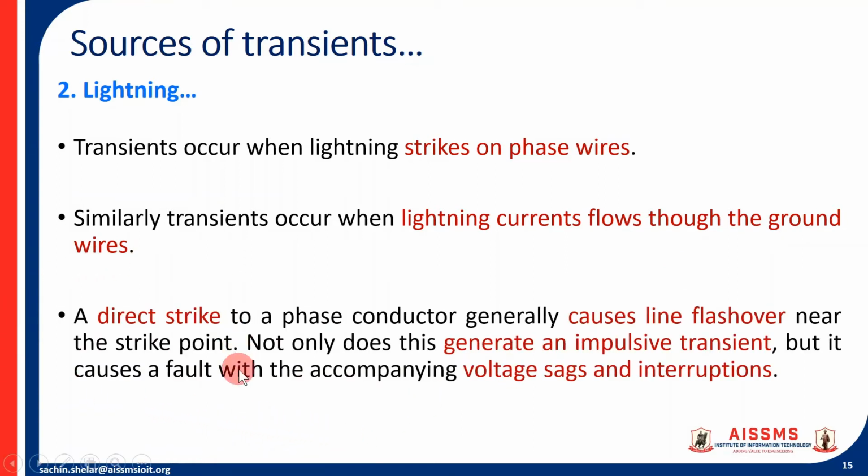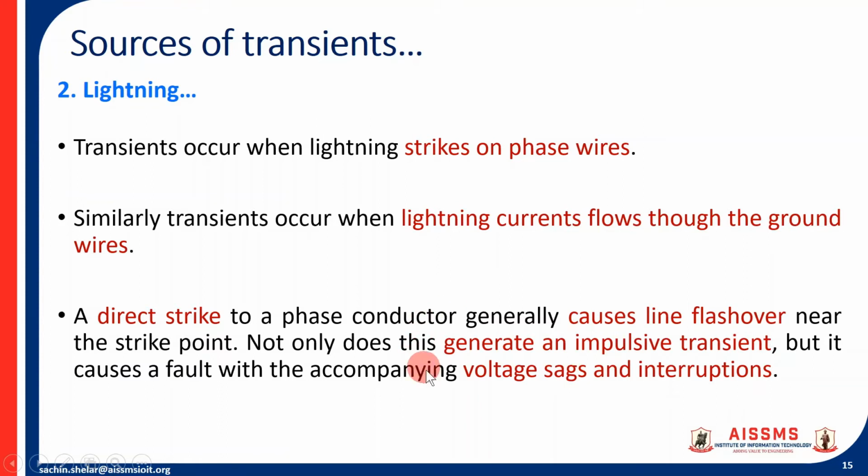A direct strike to a phase conductor generally causes a line flashover near the strike point, because a lightning stroke contains very high voltage. Not only will this generate an impulsive transient, but due to the flashover there can be a voltage sag, and ultimately there could be an interruption. So you can see that for this kind of phenomenon, the impulsive transient will come first, then the voltage sag, and then the interruption.